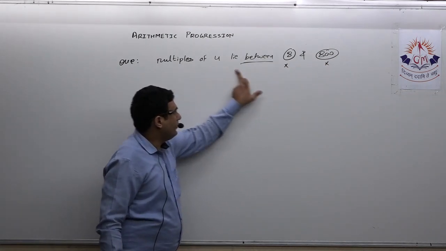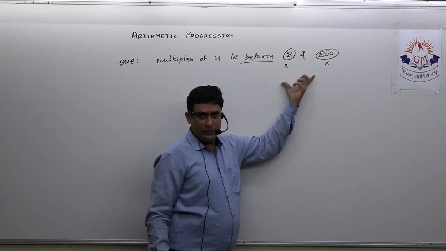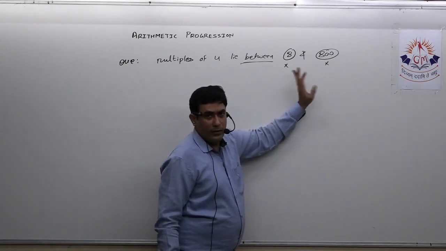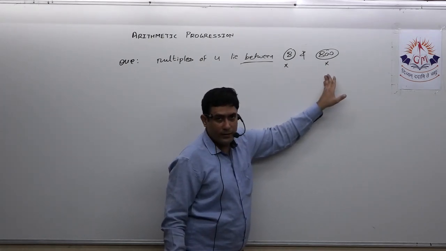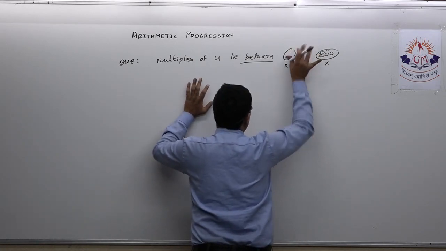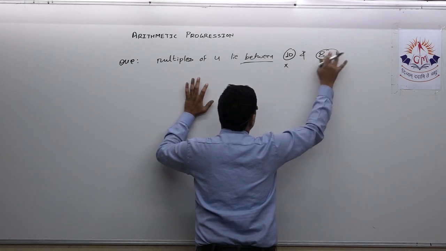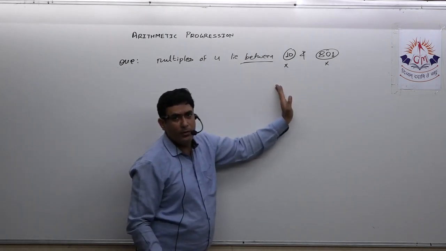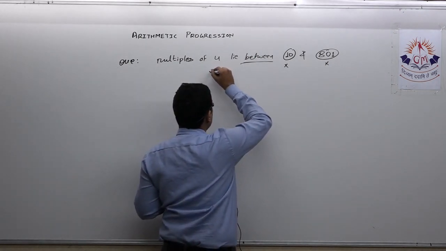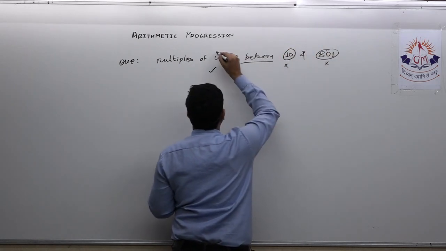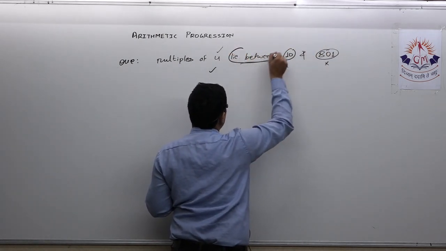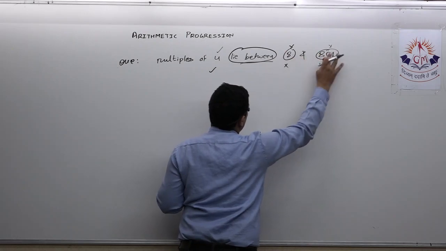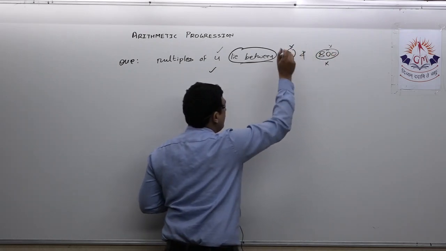When it is asked lie between, then even if the extreme terms satisfy the given condition, you won't include them. Do not include the first and the last. For example, if instead of 8 it is given 10, and instead of 800 it is given 801, then they won't be included because they are not multiples of 4 anyway. But even though the extremes satisfy the condition, since it is written lie between, you have to exclude those terms. Here I am writing 8 and 800, so I won't include 8, I won't include 800.